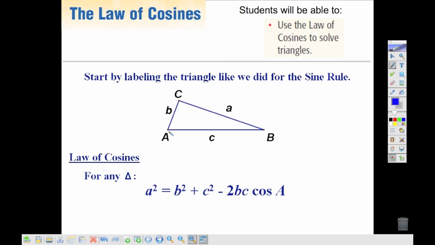The setup for this, where we get our a's and b's, will be the same as we did with the sine rule, where we put our angle B across from side b, our angle C across from side c. Our sides are lowercase, our angles are uppercase, and so we're thinking about opposites.